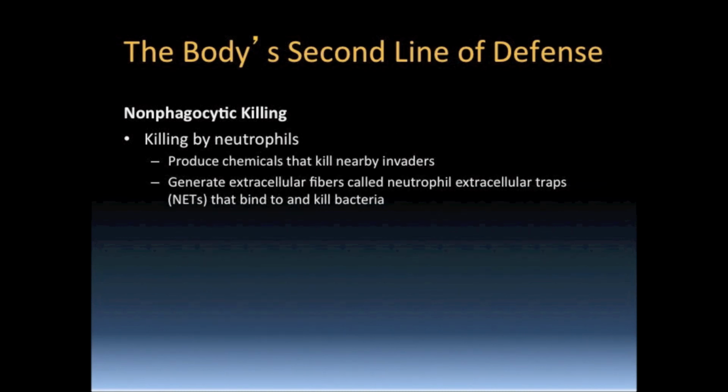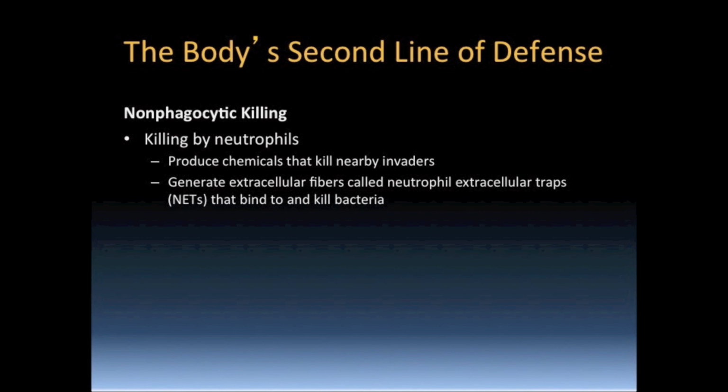Neutrophils utilize two non-phagocytic means to kill pathogens. The first technique is to produce chemicals that act to kill nearby pathogens. Enzymes located in the cell membrane act to add electrons to oxygen to produce peroxide radicals, hydrogen peroxide, and hypochlorite, which is the active component of household bleach. Another enzyme located in the cell membrane has the ability to produce a chemical called nitric oxide. The chemicals kill pathogens that are in close proximity to the neutrophil.